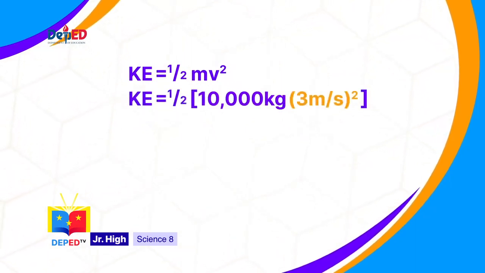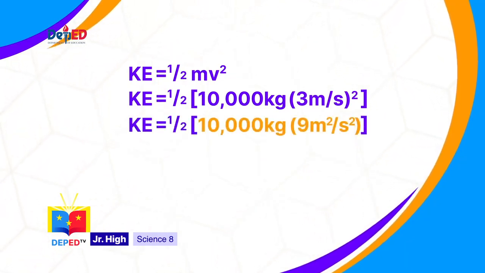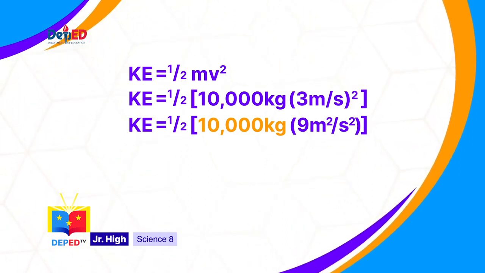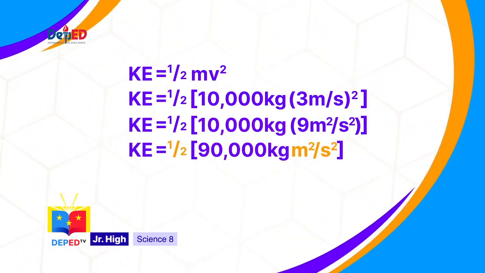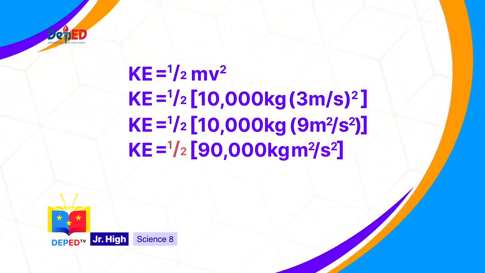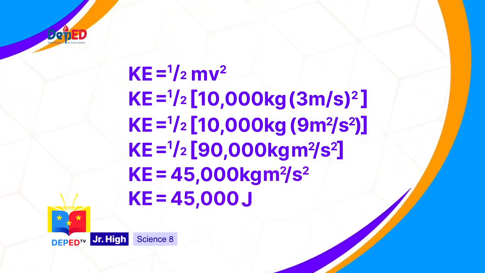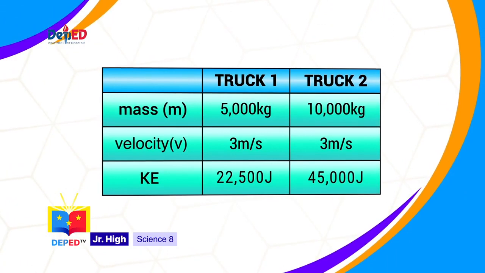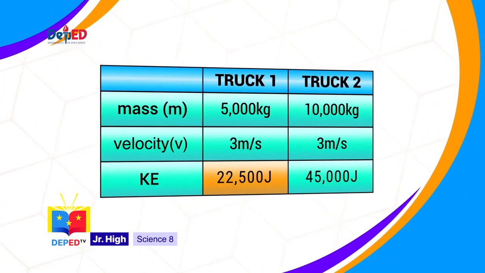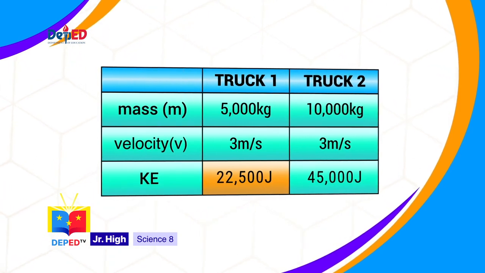We put 10,000 kilograms for the mass and 3 meters per second for the velocity. We get 9 meters squared per second squared after squaring the velocity. We multiply that with the mass at 10,000 kilograms, which gives us 90,000 kilograms meters squared per second squared. We multiply that again with 1/2, and that will bring us down to 45,000 kilograms meters squared per second squared, or 45,000 joules.